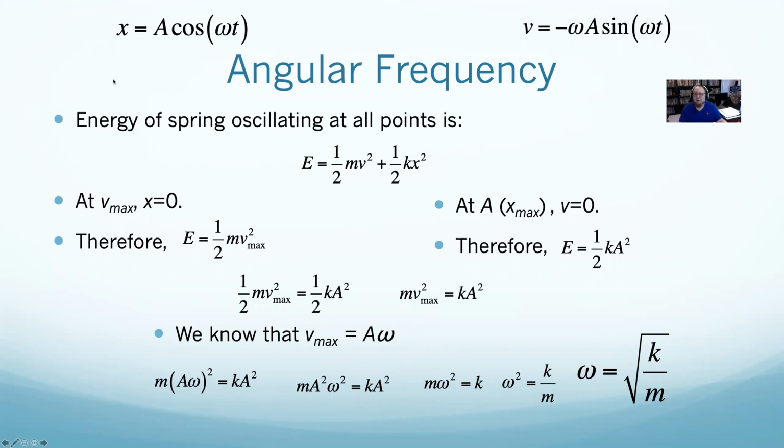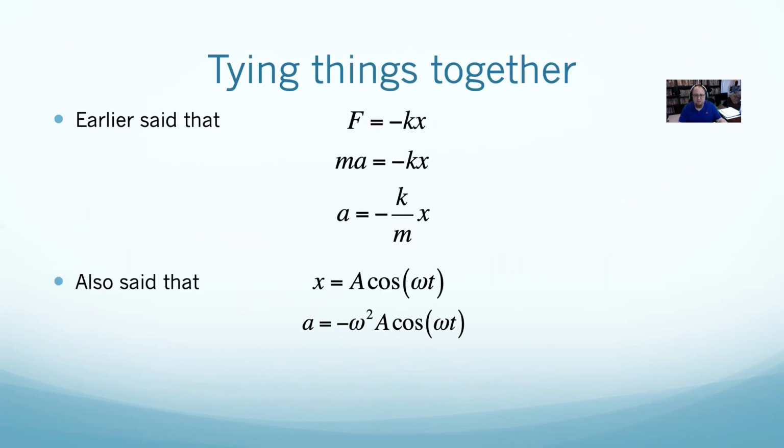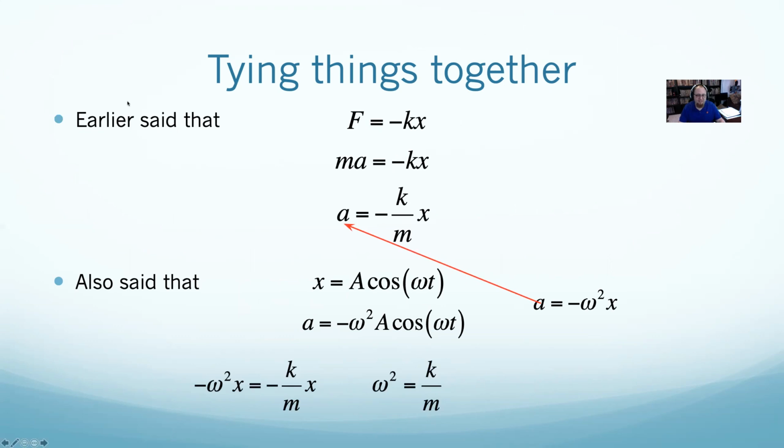For the record, I also could have said F equals negative kx. So negative kx equals ma. So acceleration is negative k over m times x. But I gave these equations where I said a equals negative omega squared x. If I plug a equals negative omega squared x into that equation right there, I can cancel out an x and get the exact same value. I could get this in multiple ways.